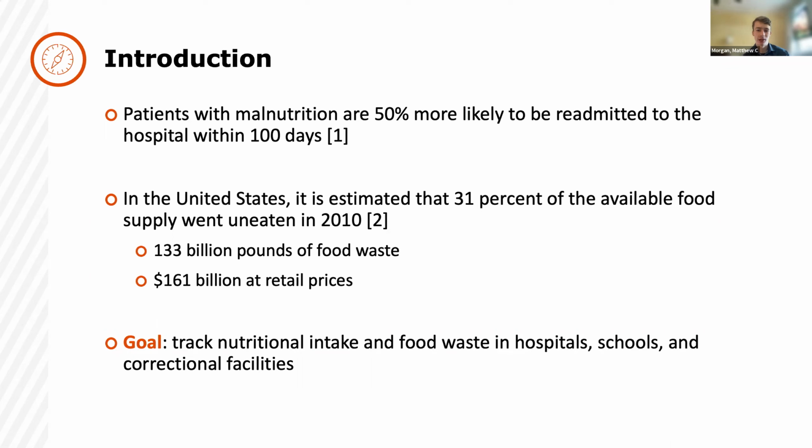And food waste is another problem with cafeterias. In the United States, it's estimated that 31% of the available food supply went uneaten in 2010, which represents 133 billion pounds of food and about a loss of $161 billion at retail prices. So say at a school, for example, if we could measure how much food is thrown away uneaten, then chefs could alter their menu or decrease the portion sizes of wasted dishes. So ultimately, our goal is to track nutritional intake and food waste in hospitals, schools, and correctional facilities.